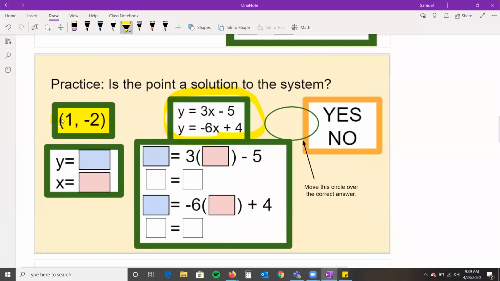So let's see, we've got (1, negative 2). It says, is this point a solution to the system? So we're going to go check and see if it is. So we say, okay, our x is 1, right? And that means our y is negative 2. So if x is 1, y is negative 2.